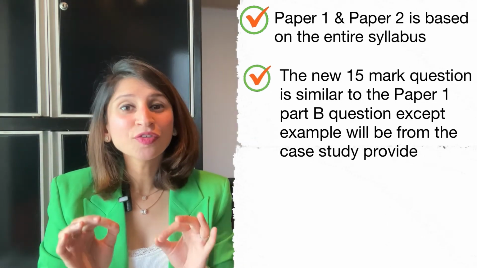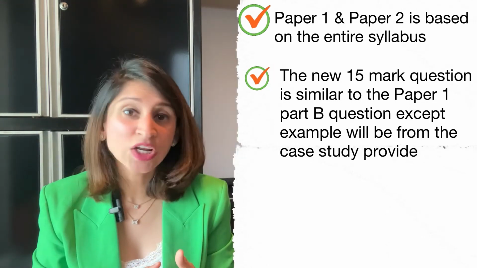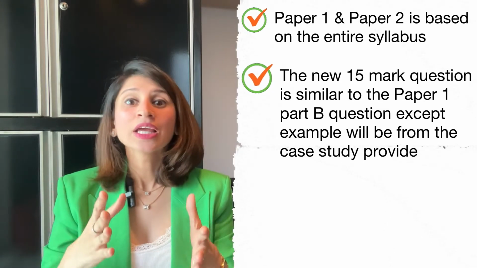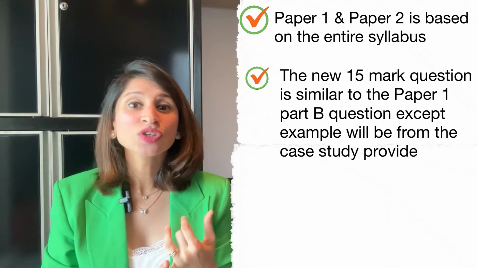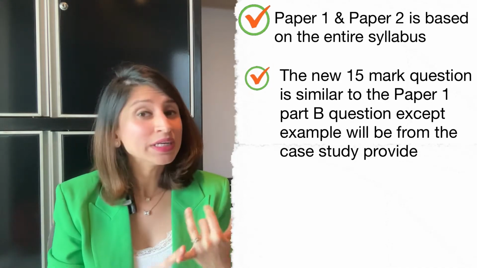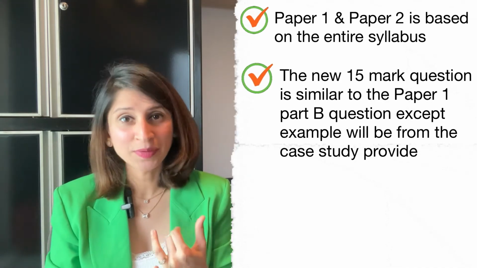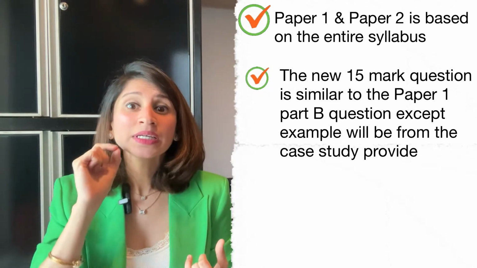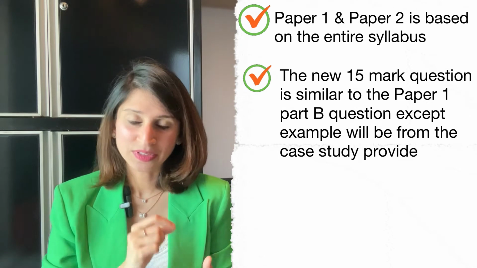So what is different from paper 1 is that your examples cannot be generic, but instead should be derived from the passages. Think of it this way. You will essentially be writing very similar essays in both paper 1 and paper 2. Same topic areas, same question styles, with the key difference being the use of examples.